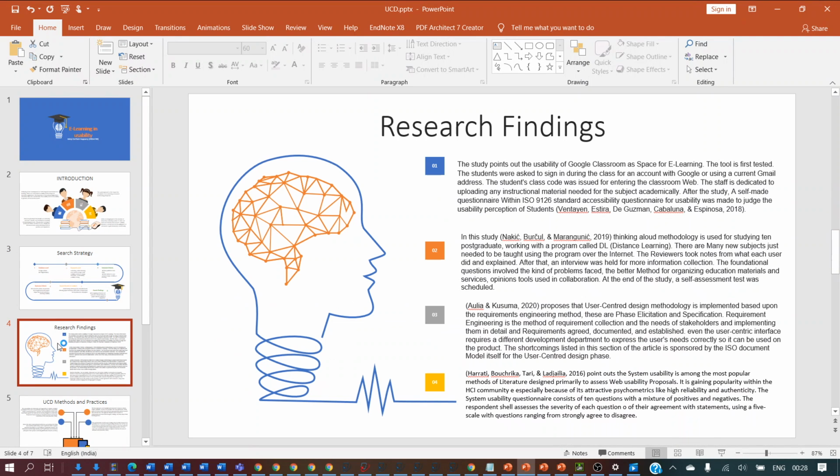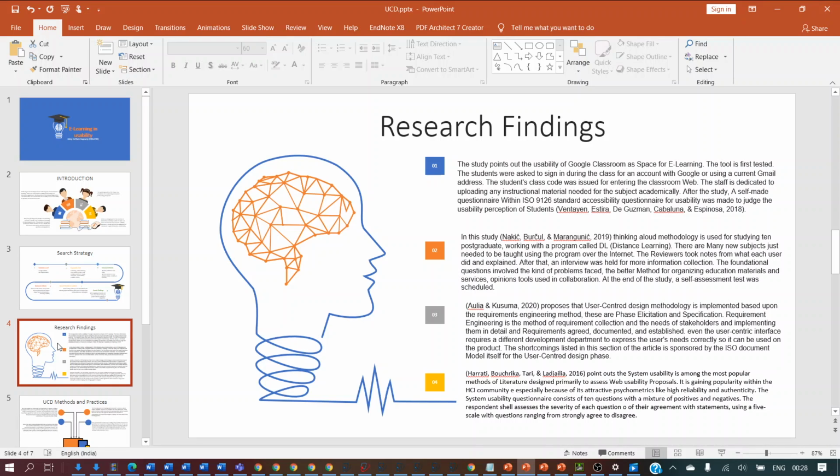And the next is research findings. The study on the usability of Google Classroom points out the space for e-learning, where the students were asked to log in using their Google account, and the staff uploaded the materials related to their academics. After this study, a self-made questionnaire was made with ISO standard 9126 to judge the usability perceptions.